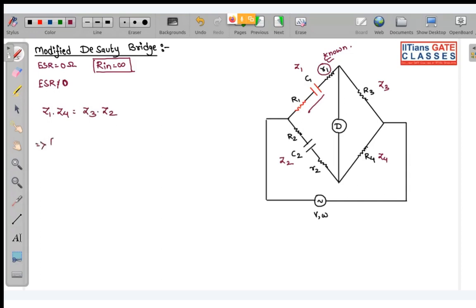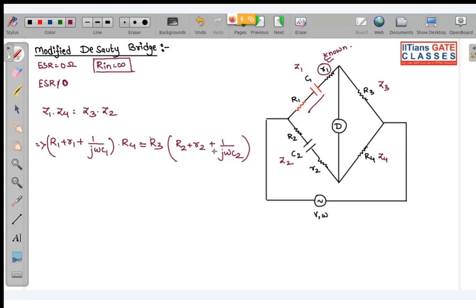So Z1 is equal to R1 plus small r1 plus 1 by j omega C1, into Z4 which is R4, is equal to Z3 which is R3, into R2 plus small r2 plus 1 by j omega C2. Now can anyone tell me why do we have this R2 over here? Why do we have this R2? You are going to see, okay, don't worry.